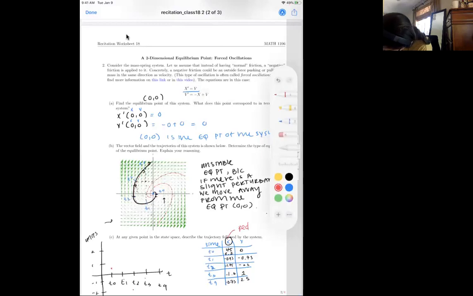And then 0.75. Is that right? Yeah. Good. Okay, cool. All right, and then we're going to connect that.